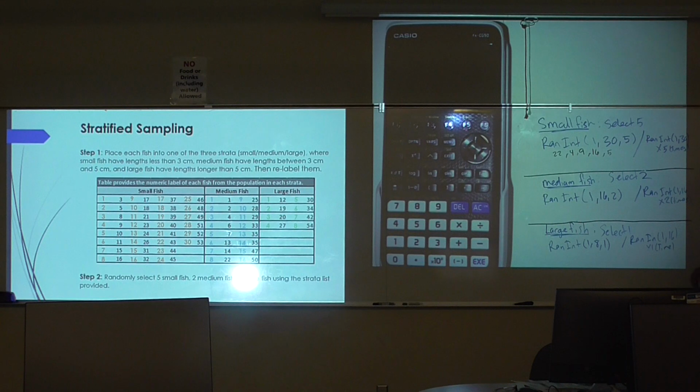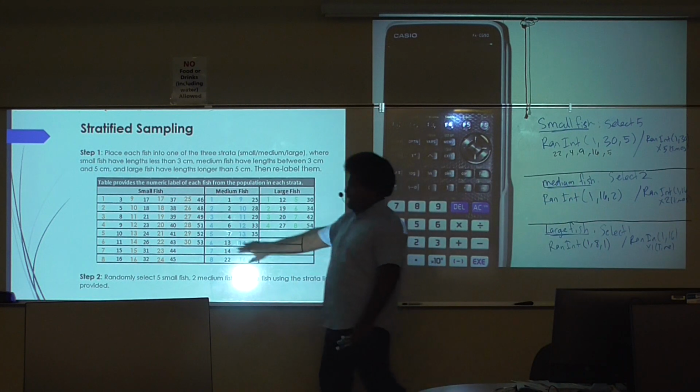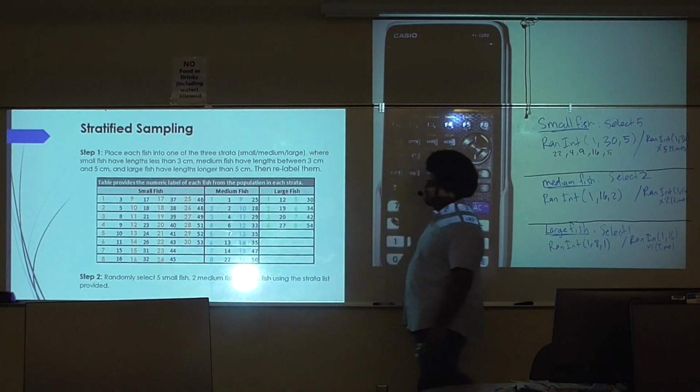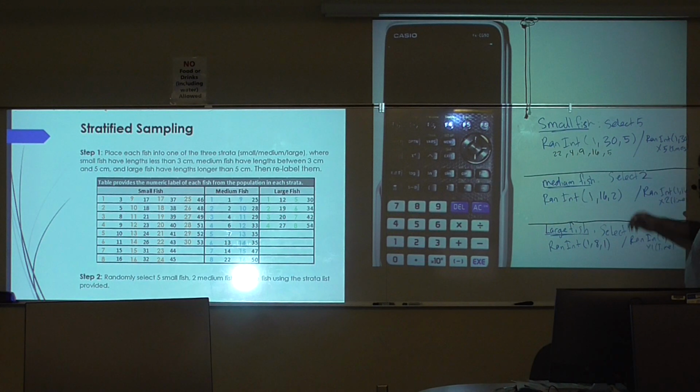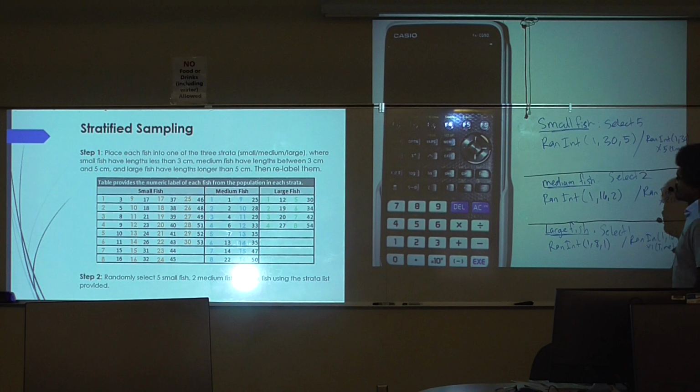Like we said, we already had the rule for the small fish. I was selecting 5. So I'm looking at the lower limit being 1 and the upper limit being 30, because there were 30 fish labeled in the small strata, and a 5 because that's how many I'm selecting. If you're using the calculator, it should be up to 30, and then you'll be doing 5. You'll enter 5 times, so you get 5 at once.